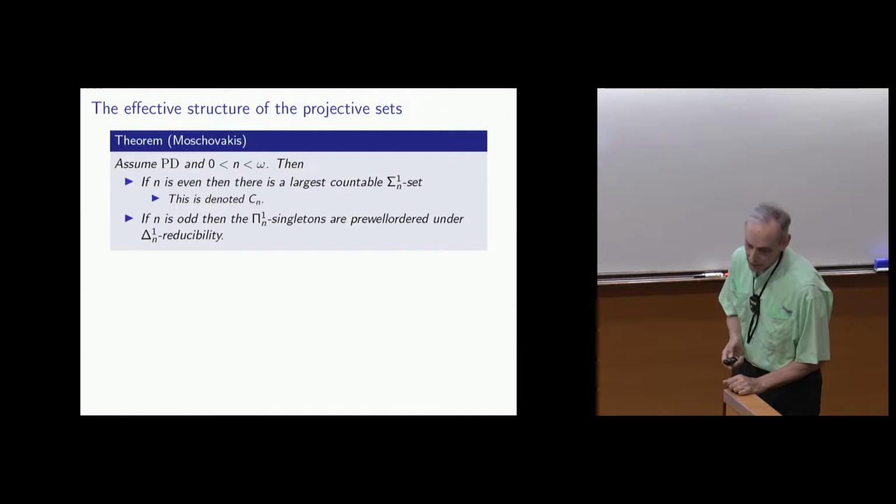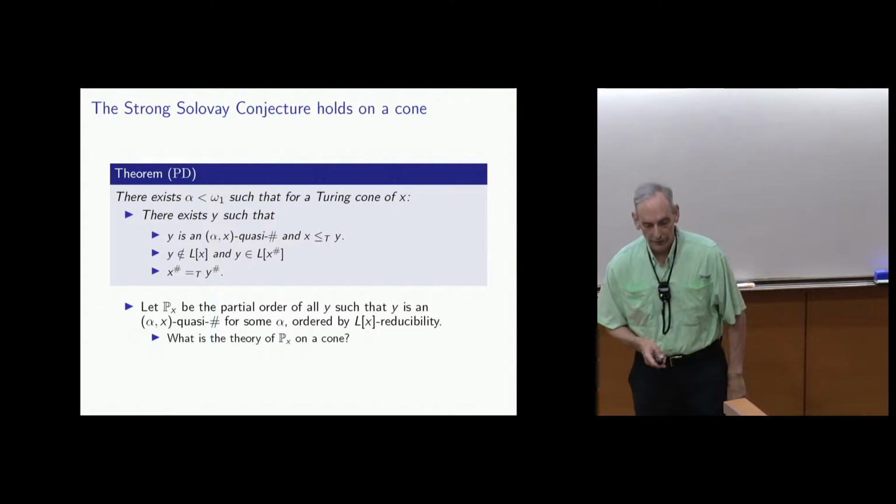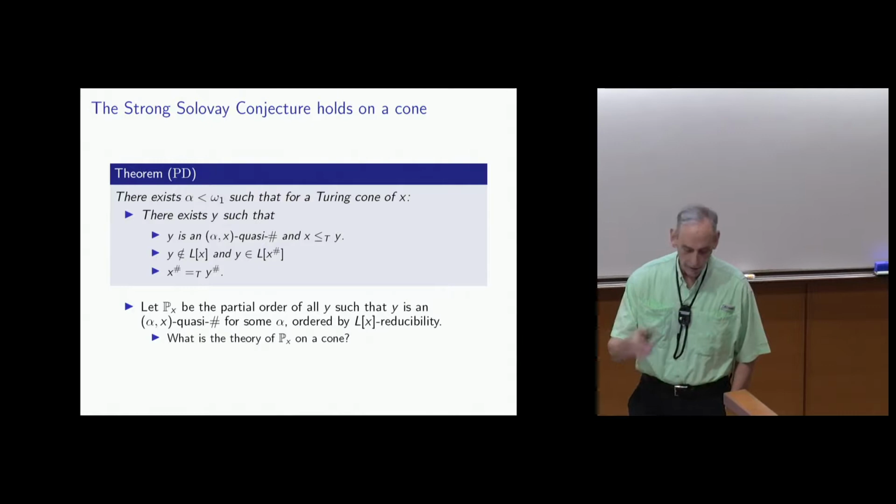All right, so that's it for the pi 1-2 singletons. Now I want to move on into the projective sets. I'm going to be talking about basically four different topics. So every time I move on, you can forget about the previous one. So now you can forget about quasi-sharps.